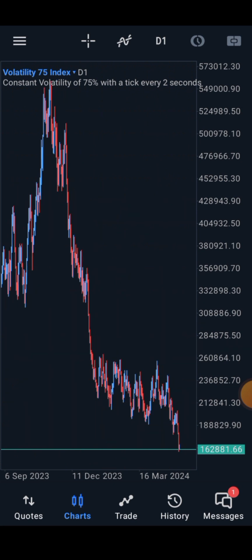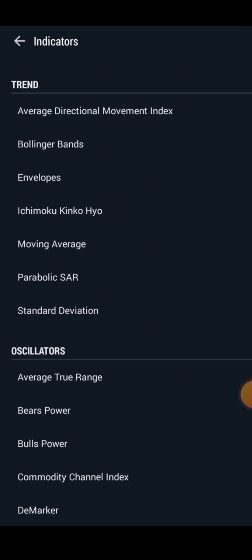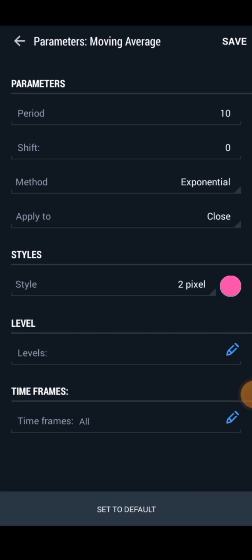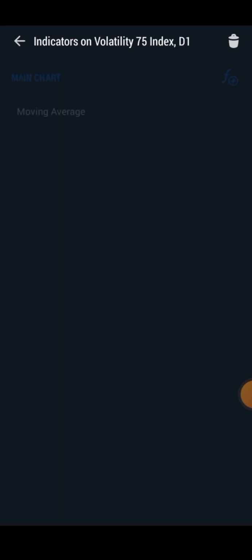We'll be making use of three indicators, which are the EMA 10, 90, and 350. Let me go in and add it up. Now, we have the EMA 10, which is this. You can set it the way it is on my screen: the period 10, exponential, apply to close, then choose whatever color you love. I love pink.